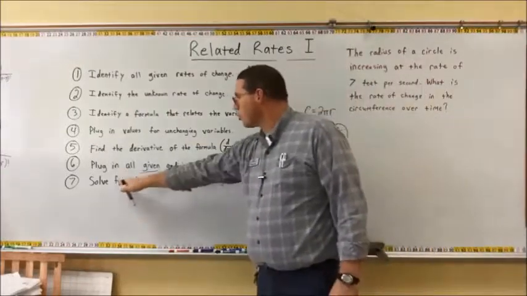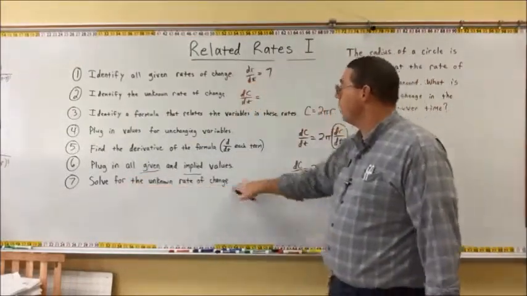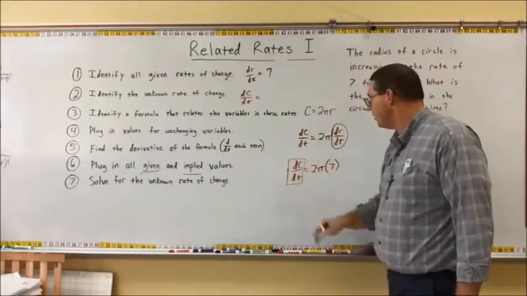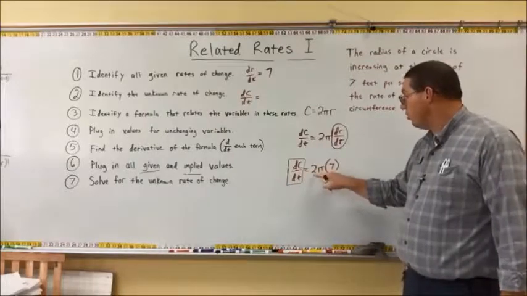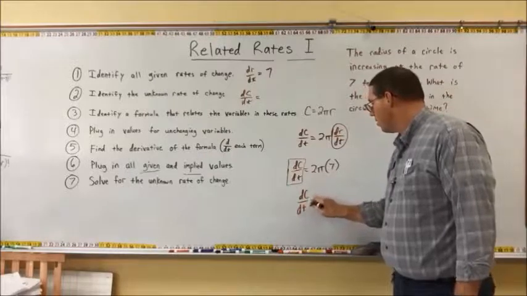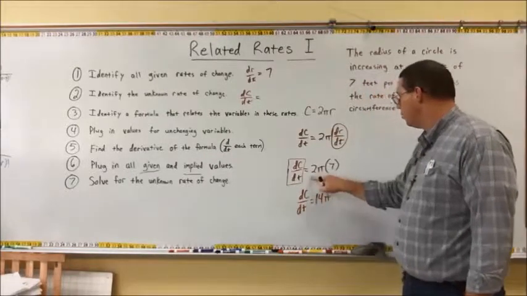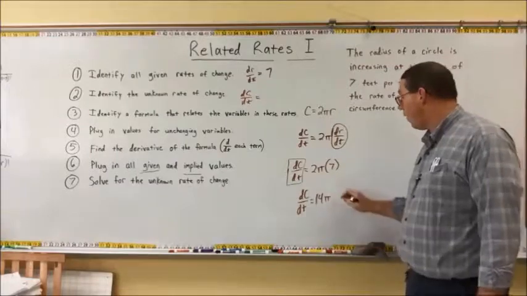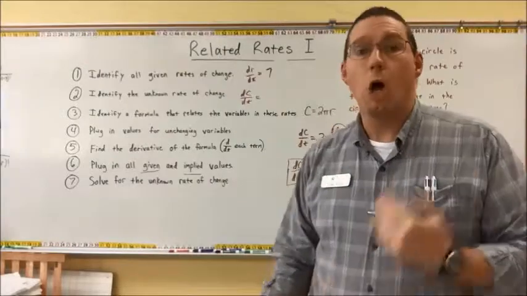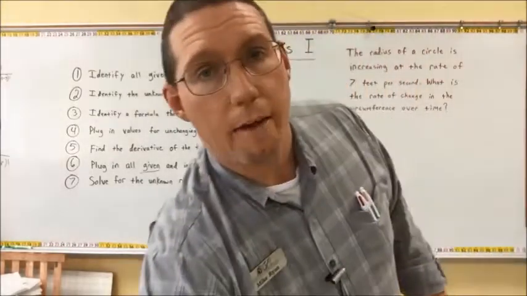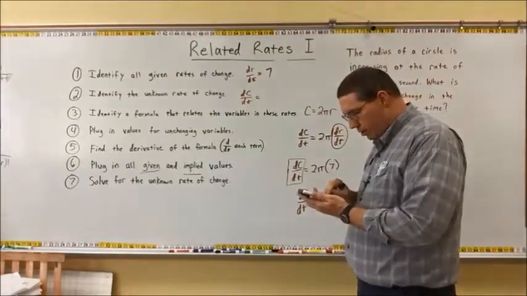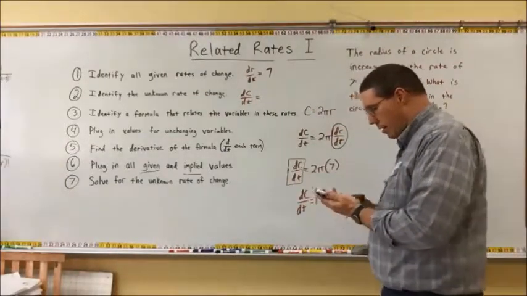And then step 7, solve for the unknown rate of change. The unknown rate of change is dC/dt, so I need to solve for dC/dt. I'm just going to multiply 2 pi times 7. So dC/dt is equal to 14 pi. 2 times 7 is 14 pi. Now, there are 2 ways to look at it. You can leave it as 14 pi and just write down 14 pi, or you may need to multiply 14 times pi. If you have a calculator, you can type in 14 times pi.